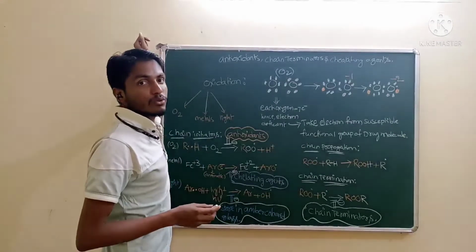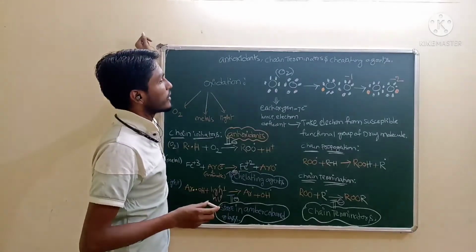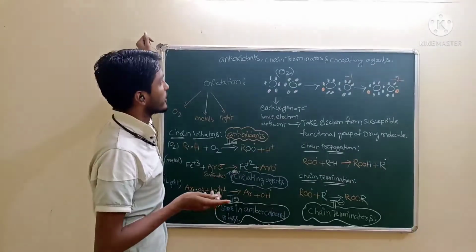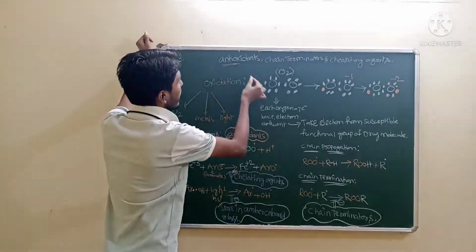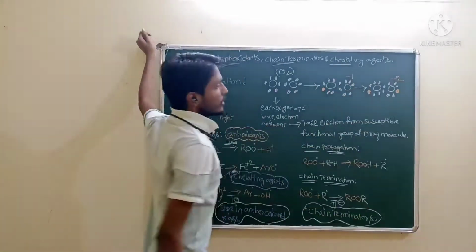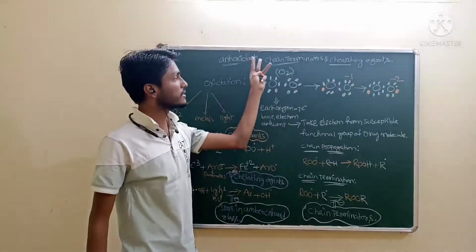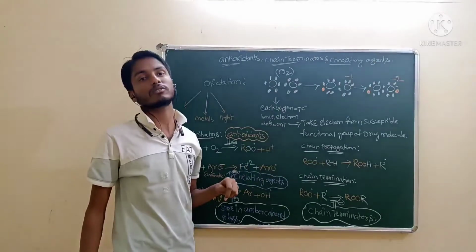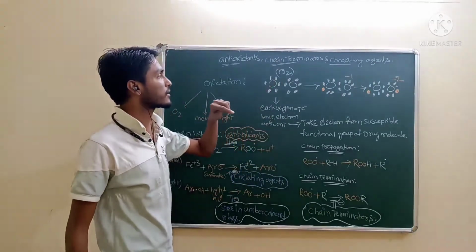Now the excipients used in parenteral dosage forms. What are the excipients used in parenteral dosage form? They are antioxidants, chain terminators, and chelating agents. All these three we can use in parenteral dosage form.